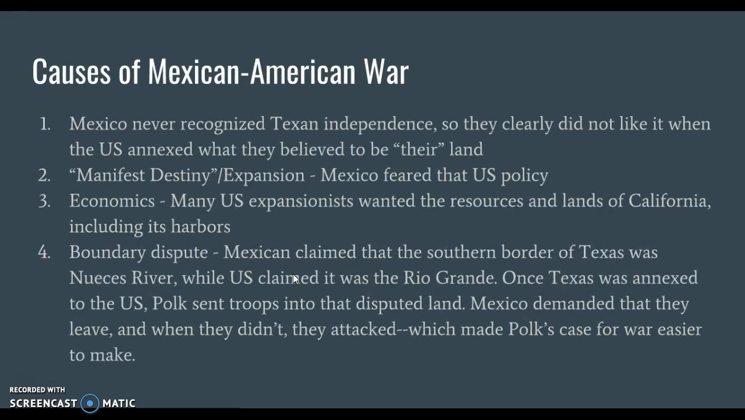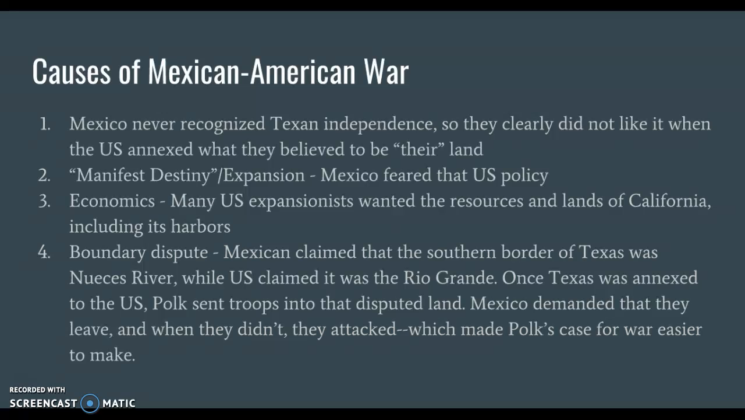All right, so we're going to move on from there. Now, here are some important causes of the Mexican-American War. And this is going to show up on quizzes and tests, so it's important for you to know. Number one, we already discussed it, Mexico never recognized Texan independence. So they clearly do not like it when the United States is going to annex, another key word, remember, annex means to join to the Union, to add to it, what they believe to be their land.